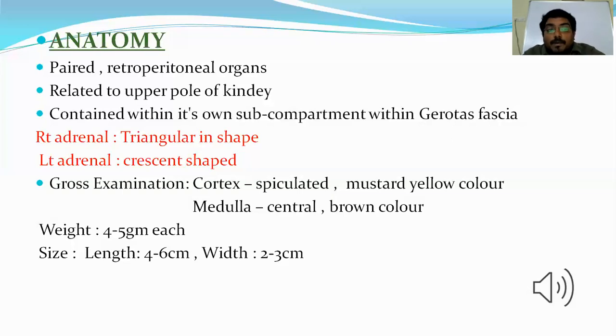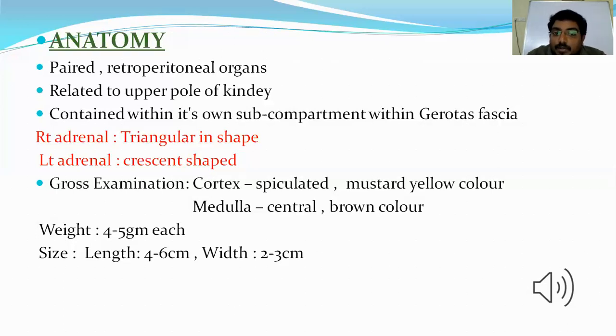Anatomy. It is a paired organ and it is retroperitoneal, related to the upper pole of the kidney. It has two shapes. The right adrenal is triangular in shape, and the left adrenal is crescent shaped.